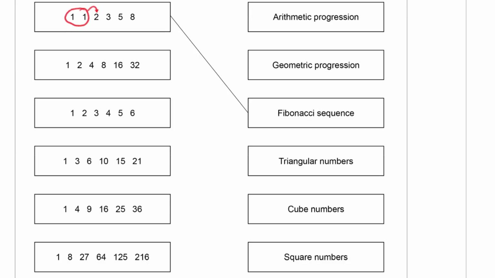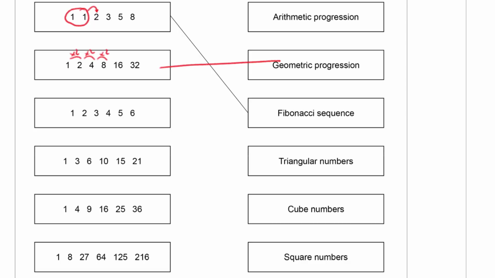What about the next sequence? I've got 1, 2, 4, 8, 16, 32. Now, from one term to the next, you can probably see that I'm multiplying through by 2. It's doubling each time, isn't it? Times 2, times 2, times 2. So anything that has a common ratio like that, multiplied through by the same number, is a geometric progression.